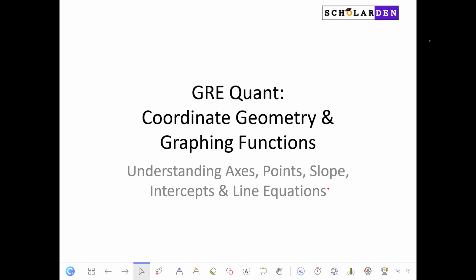Today we're going to be discussing coordinate geometry and graphing functions. During this, we're first going to understand the axes in the Cartesian plane. We'll look at how to plot points on the Cartesian plane or 2D axis. Then we'll talk about the different features of straight lines, for example the intercepts and the slopes, and then we'll look at various forms of the equations.